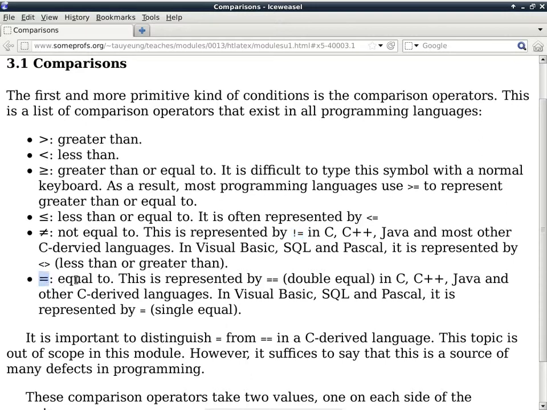Next one up is equal to. Okay, if x equals y, is it true or is it false that x equals y? And we all know the equal symbol. Now this is the part where you have to be careful, not in this class, but in your next class. In C, C++, Java, and most of the C-derived languages, when you want to ask the question, is it true or is it false that this equals the other one, you use two equal symbols and not a single one. Because if you use a single one, it becomes assignment. You have to use two to mean comparison.